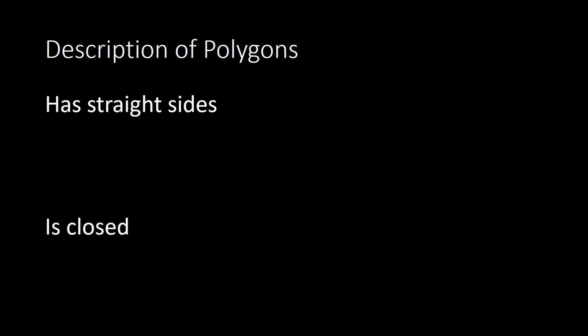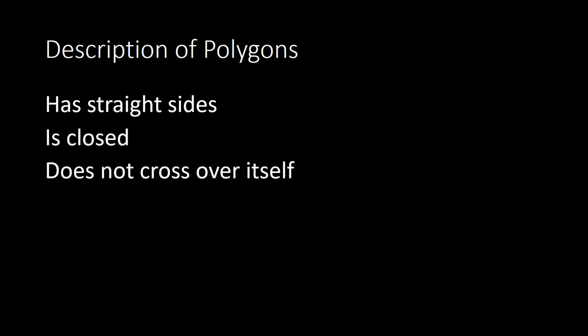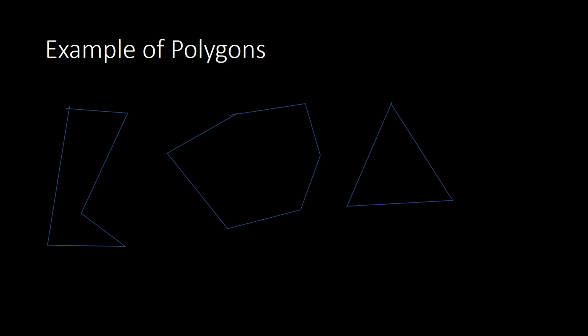Well, the first part of our description is that it has straight sides. Polygons also are going to be closed, and it does not cross over itself. So here are examples of polygons. We see that we have straight edges. We see also that it does not cross over itself. And we see also that it is closed for each of these three polygons.